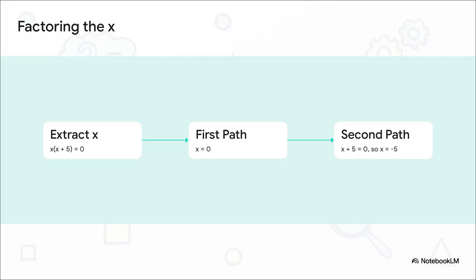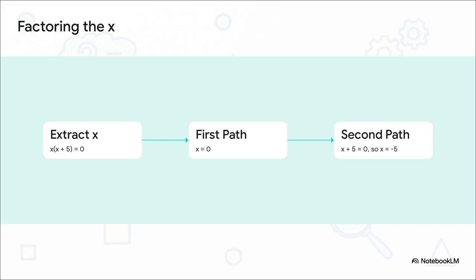Look closely at the equation. Notice that both parts share an x. We're going to visually pull that x right outside some parentheses. That gives us x times the quantity x plus 5, all equal to 0. This completely breaks the algebra down into highly digestible chunks. Think about it. If two things multiply together to equal 0, one of them absolutely must be 0. So this gives us our two simple linear equations.